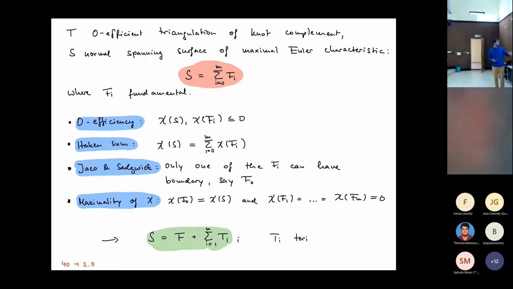So what we know is we start with S, our spanning surface of maximum Euler characteristic. We know it's one fundamental solution plus a bunch of tori. It could be Klein bottles, except it can't be, because we are in a knot complement, and there cannot be a Klein bottle in a knot complement because there's no embedded Klein bottle in the 3-sphere. This is where we use the knot complements. So this is where we have to work harder if we want a more general result.